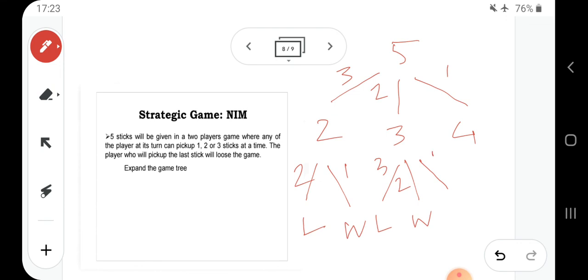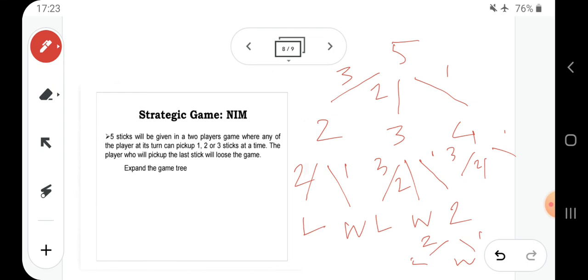If somebody picks up one stick, here another two sticks will remain, where the next player either can pick up two to lead to the loss, or can pick up one to lead to the win. Similarly, we can expand this particular portion also in terms of 3, 2 and 1 stick and subsequently. So the whole game tree you have to draw.